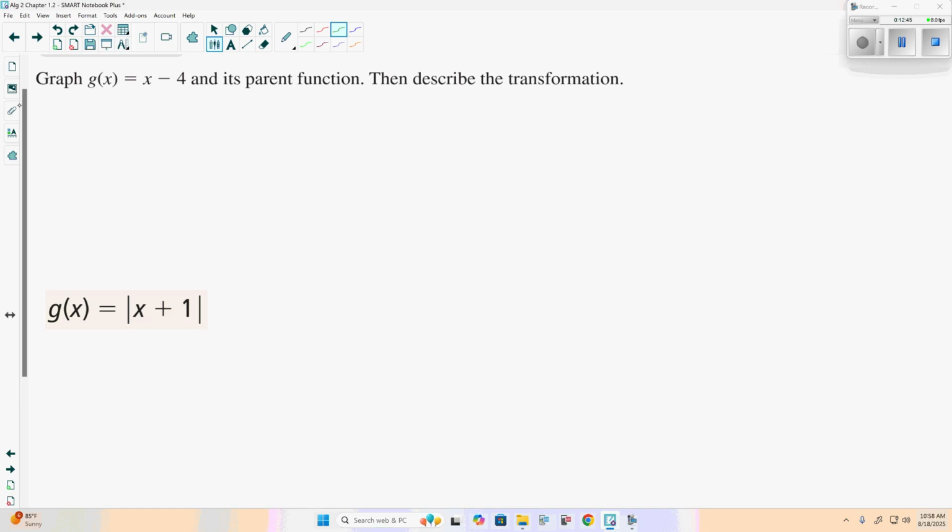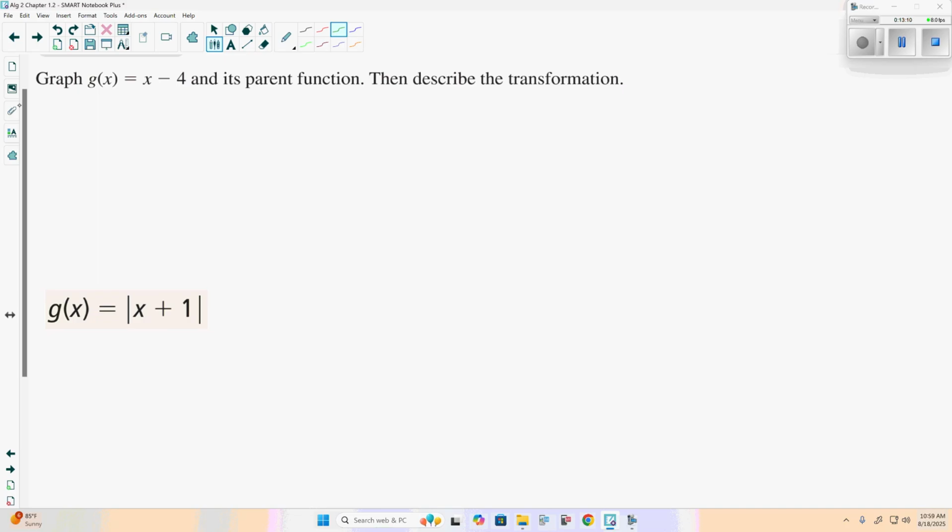So let's actually see two of these here with this horizontal and vertical. The graph, g of x equals x minus 4. We want to identify the parent function and describe how far it moves. So when we look at this here, x minus 4 is our function. Now we need to determine if it's constant, linear, quadratic, or absolute value.